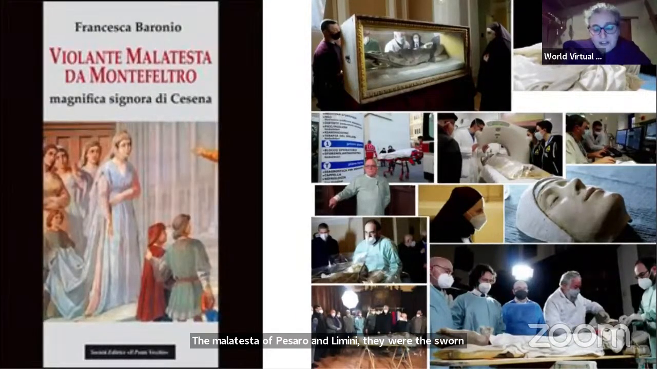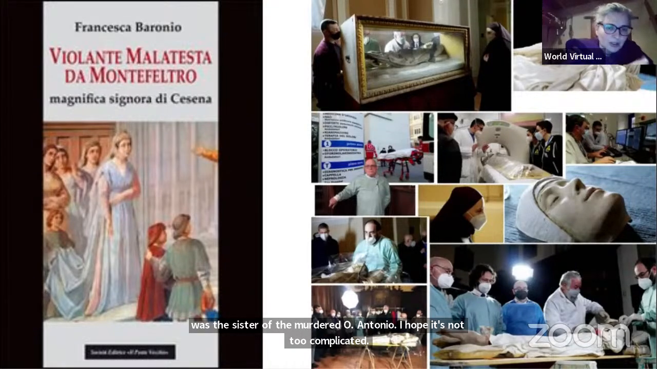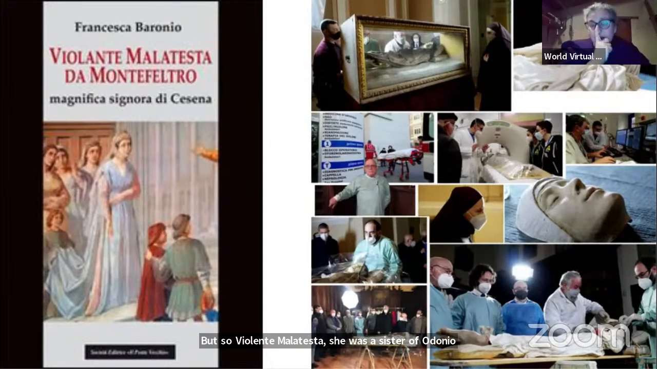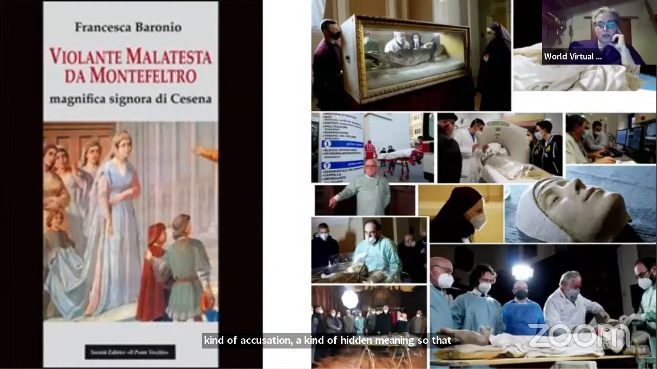One of the half sisters of Federico, Violante Malatesta, you see the name on the left, was the sister of the murdered Odantonio. I hope it's not too complicated. Violante Malatesta was a sister of Odantonio, who was brutally murdered at 17 years old. As soon as he was murdered, Federico sent all these sisters away. They were not allowed to come back. So it could be that Violante, who then married a Malatesta, with Piero della Francesca at the court, asked Piero della Francesca to make this painting as a kind of accusation, a kind of hidden meaning, so that it wouldn't be forgotten.